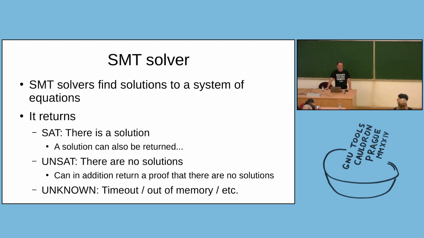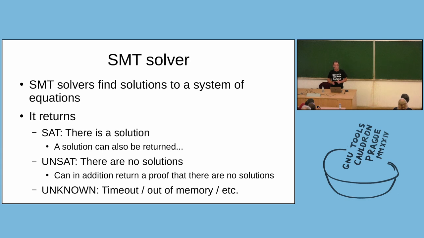So to use this, I use SMT solvers. SMT solvers are tools to find solutions to a system of equations. So it returns one of three different results. SAT, the easy one, and it can give you a solution. UnSAT, that there is no solution.